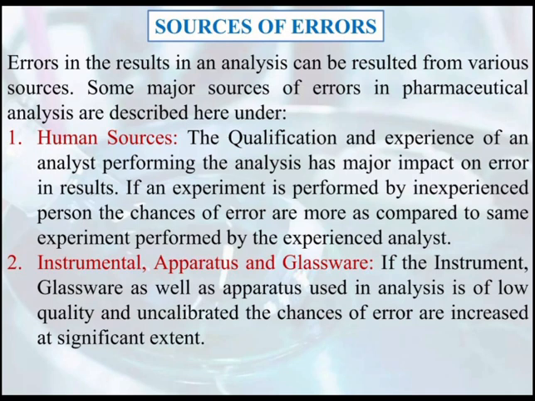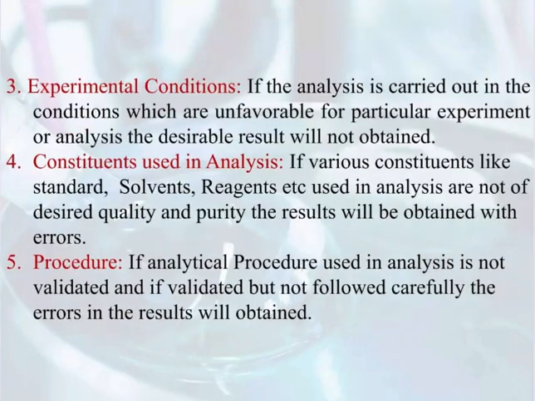Second one is instrumental apparatus and glassware. If the instrument, the glassware as well as the apparatus used in analysis is of low quality and uncalibrated, errors may occur. Third one is experimental conditions. If the analysis is carried out in conditions which are unfavorable for the particular experiment or analysis, the desired result will not be obtained, because some experiments rely on a particular temperature, and if it is not performed at that particular temperature, the desired result will not be obtained.